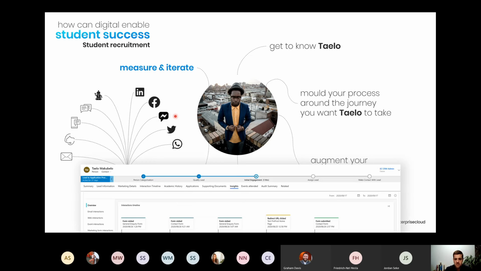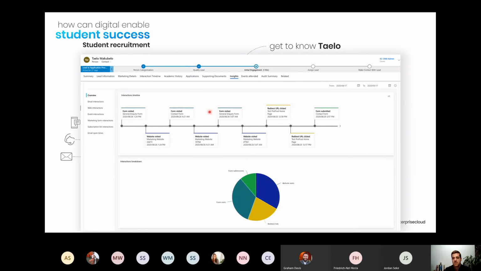So throughout the system, we get the ability to do things like this. I can see Tayola's interaction with us. I can see the emails that he's sent, the website that he's visited, the forms that he's captured, the social media campaigns he's interacted with. I can see that all in context, and I can see it chronologically. This is the latest action flowing back into the past. I can see how he's interacting with us.